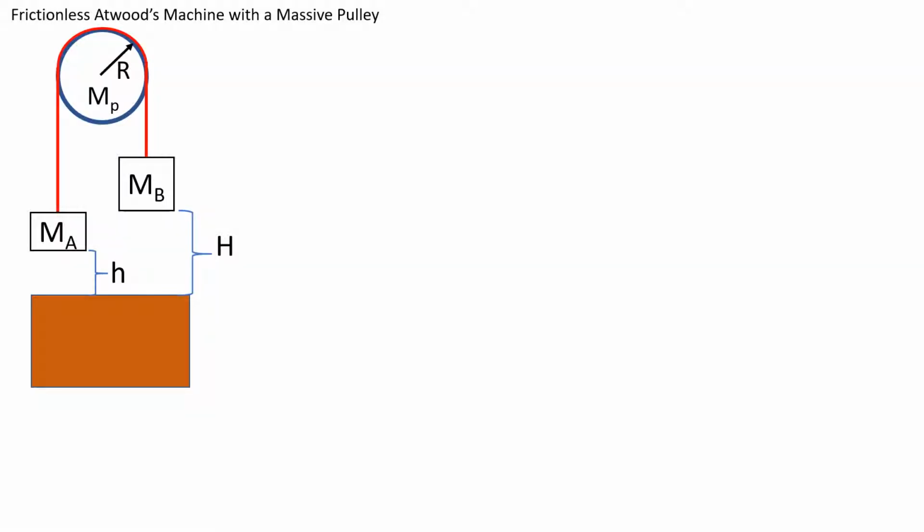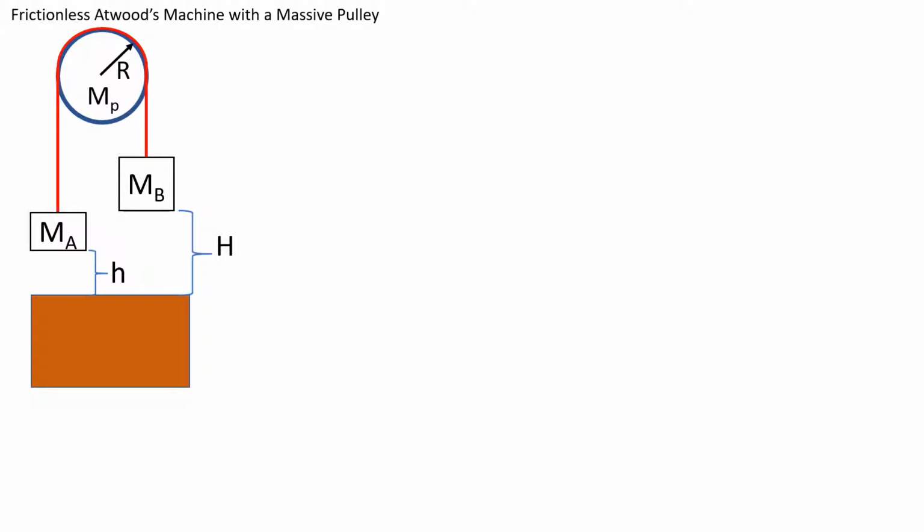Hi, so now I want to go through with you a more complicated version of the Atwood's machine problem. I've already made one video explaining how to solve a simple frictionless Atwood's machine, and in that video the pulley over which the two masses were hung was massless. So the only masses in the problem were the masses of the blocks. In that video I had called them little m and big M.